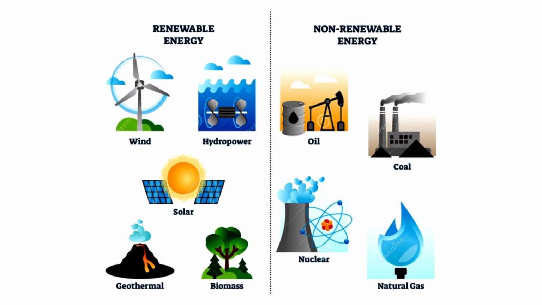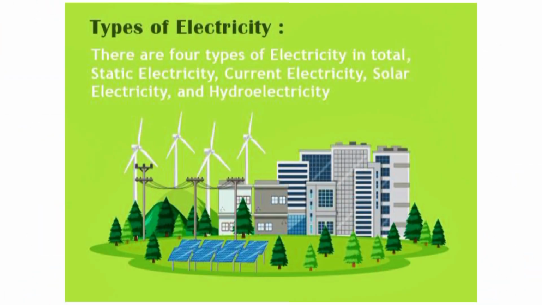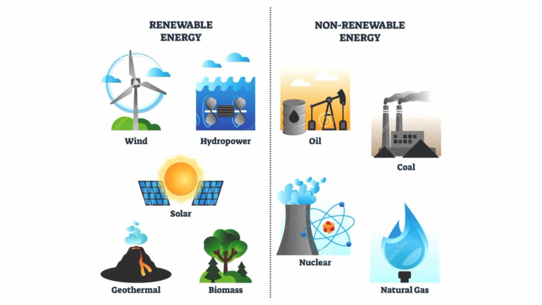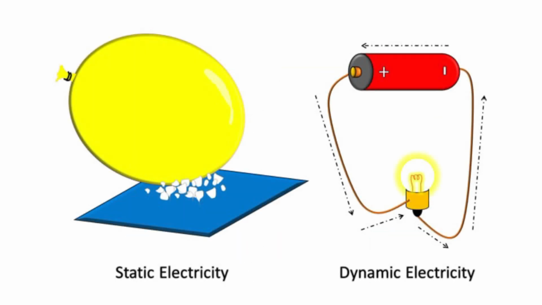So friends, there are several types of electricity available in this universe, such as static electricity, current electricity, mechanical electricity, thermal electricity, etc. Among all of these, two are most important: static and current electricity.